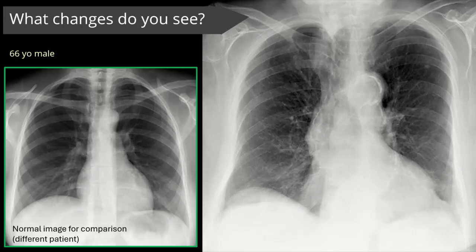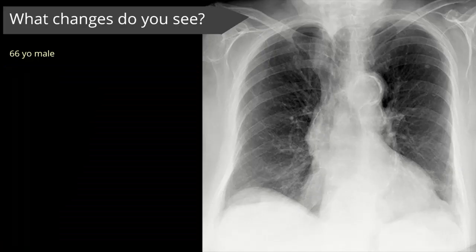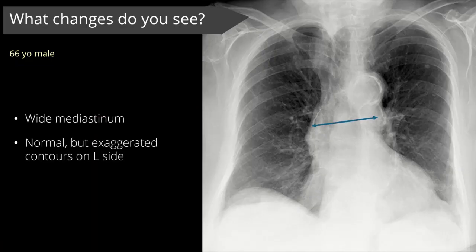The patient image is on the right. A normal image from a patient is on the left for comparison. What changes do you see with the patient? First, the mediastinum is pretty wide. The contours on the left are normal, if a little exaggerated.